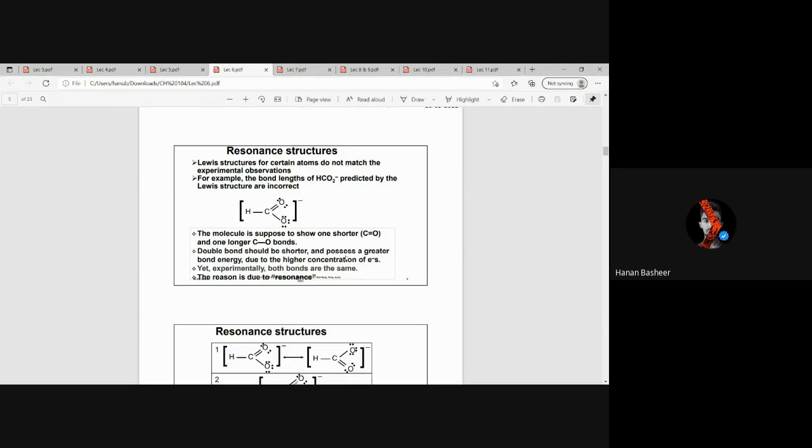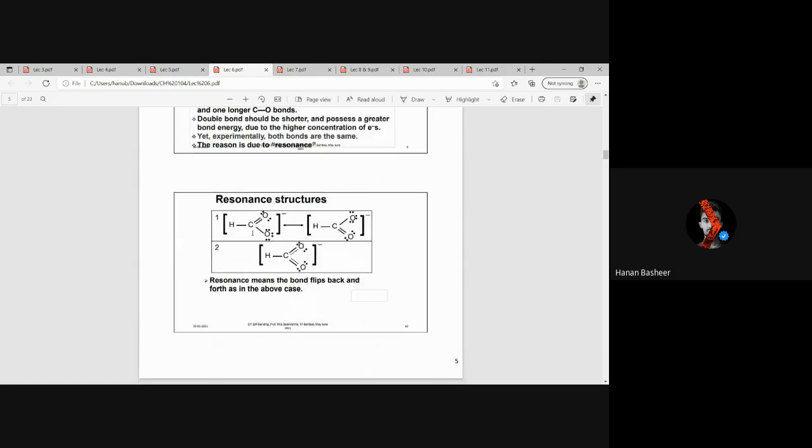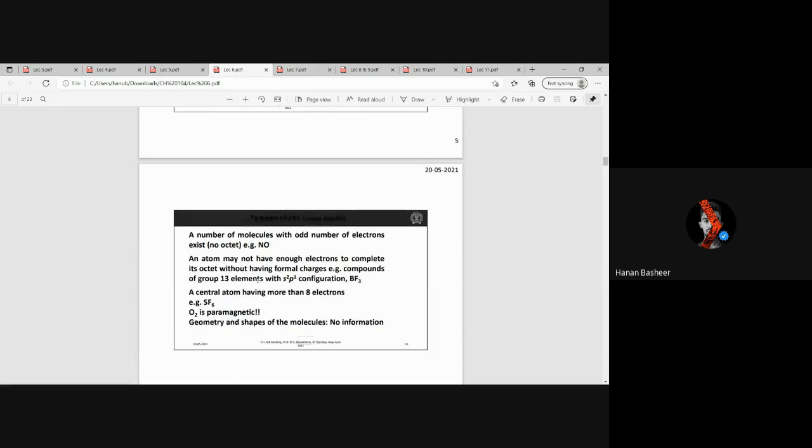Then resonance structures. A resonance structure is used to represent those molecules which cannot be represented by a classical Lewis structure and which do not match the experimental observations. The bond length of HCO2 minus, and CO3 2 minus as well, was predicted incorrectly by the Lewis structure, because we could see that there is resonance here and hence the bonds should be shorter compared to the normal one, and they should be both equal. So resonance means the bond flips back and forth, as in both cases.